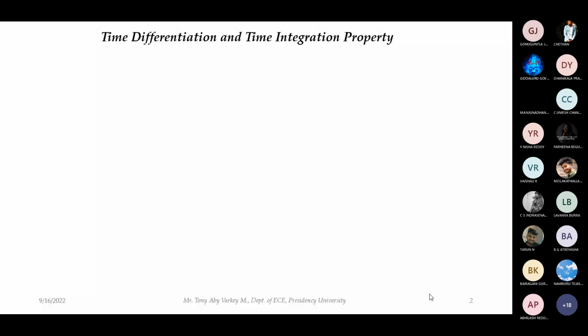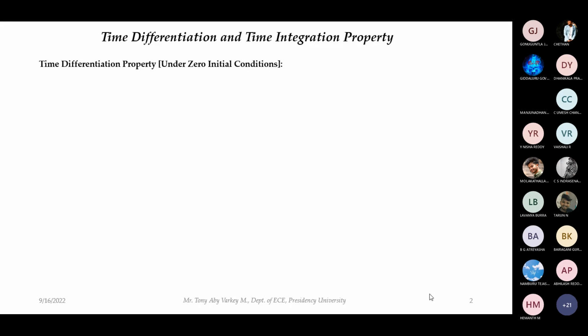Time differentiation property, I already mentioned in the last class. Under zero initial condition, it states that if the Laplace transform of x of t is X of s, then what will be the Laplace transform of the nth derivative of x of t? S power n X of s. Correct, s power n X of s.